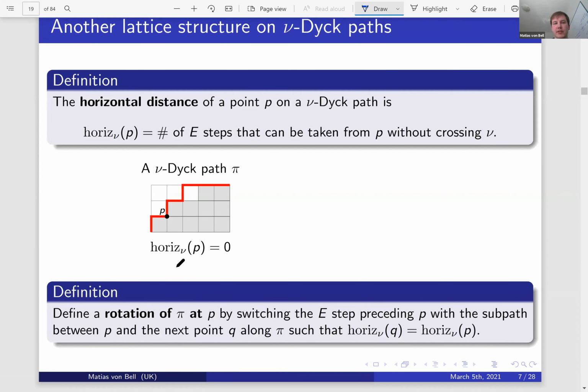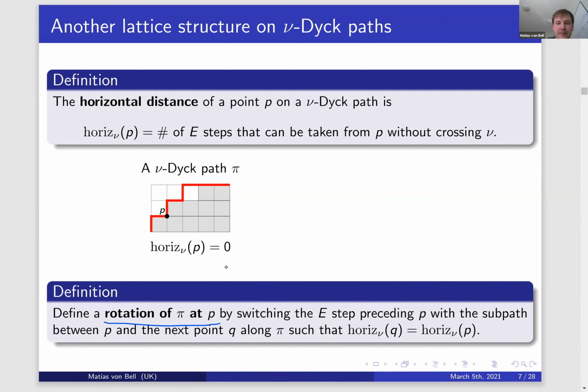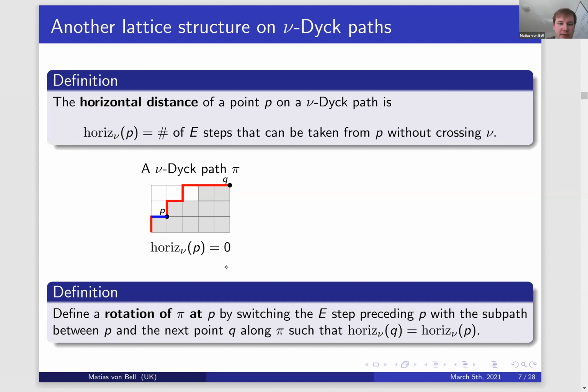And then using this notion of horizontal distance, we can define a rotation at a point P by switching the e-step preceding this point P with the subpath from P to another point Q, such that the horizontal distances are the same. So let me give you an example to see what's going on. Here's my point P, and the horizontal distance is 0. The next point has horizontal distance 2, then 1. And then on the top here, we have 3, 2, 1, and 0.